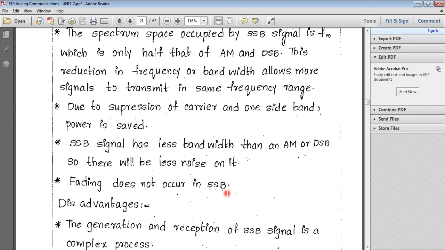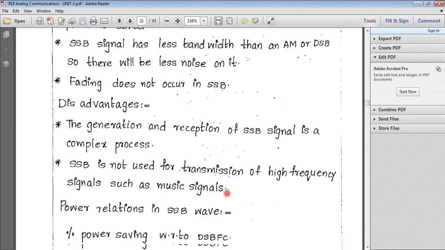So what is fading? Variation of attenuation of signals due to various parameters, that is time, weather conditions, like that. Next, coming to disadvantages. So what are the different disadvantages?